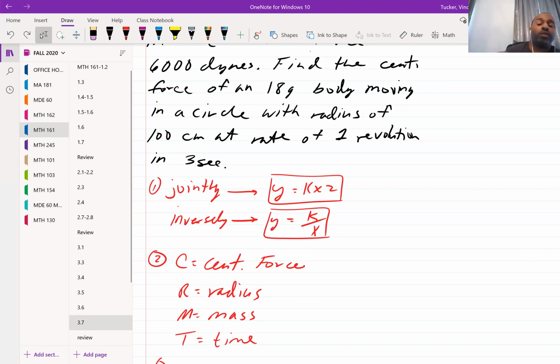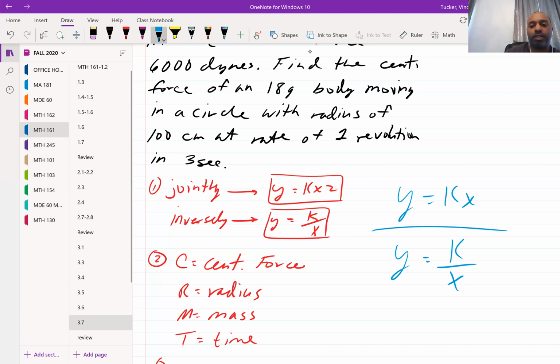Well, really, all we're doing is using key phrases to set up the equation. In other words, direct variation sets my equation up this way. Inverse variation just says instead of putting the k beside x, you're putting the k over x. You see what I mean? Those are just separate setups. They don't have any real connection to each other.